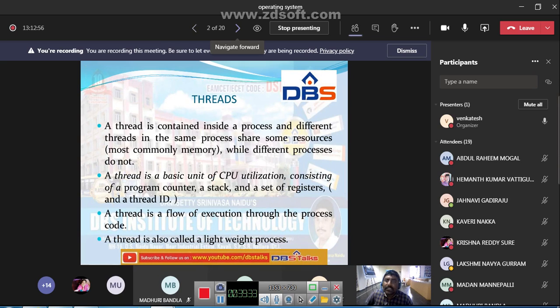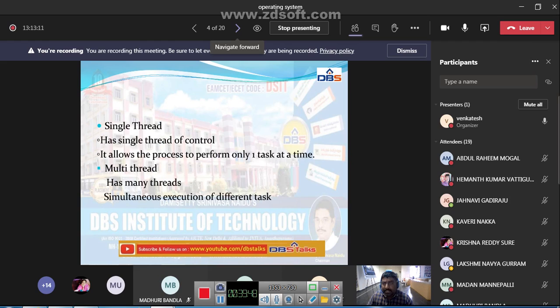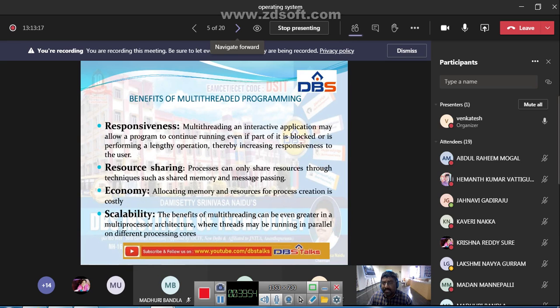So in this class we have studied the definition of a thread. At the same time, the basic types of processes, that is single threaded process and multi-threaded process and their representation, and the benefits of multi-threaded programming. That means if you are using a multi-threaded process, what are the various benefits.